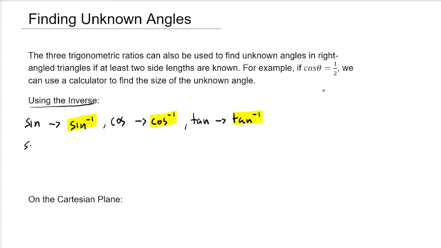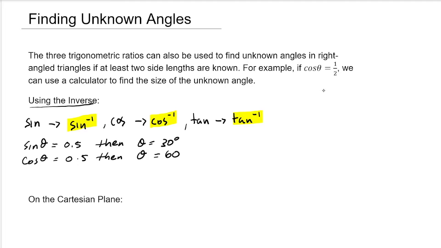If sine of theta equals 0.5, then theta will equal 30 degrees. These are some things that we already know, and we'll talk a little bit later in a future video about how we know some of these things. For cos theta equals 0.5, then theta is going to be 60 degrees.